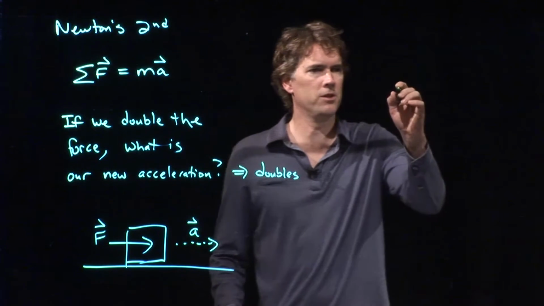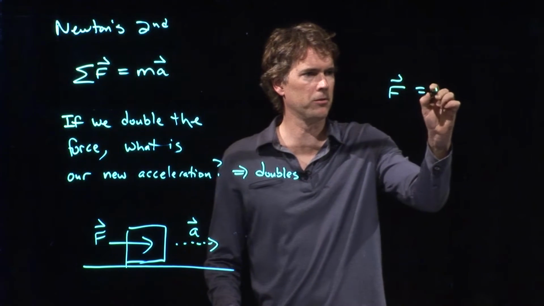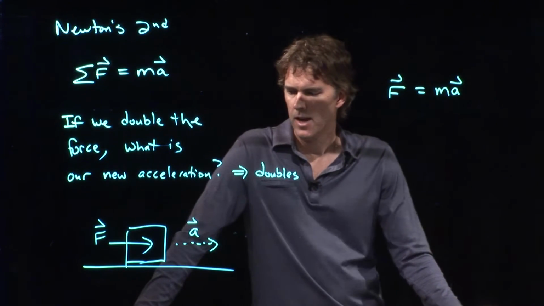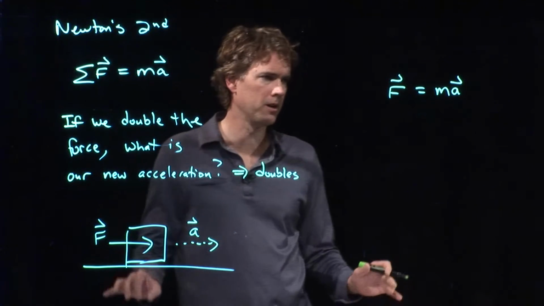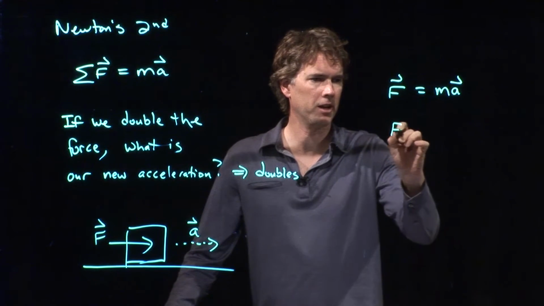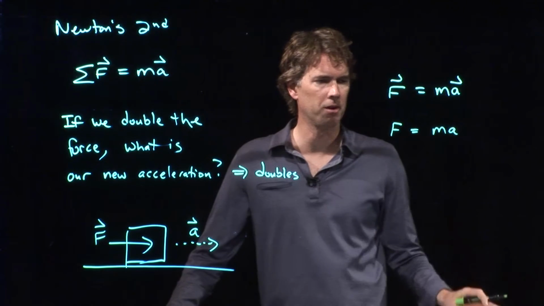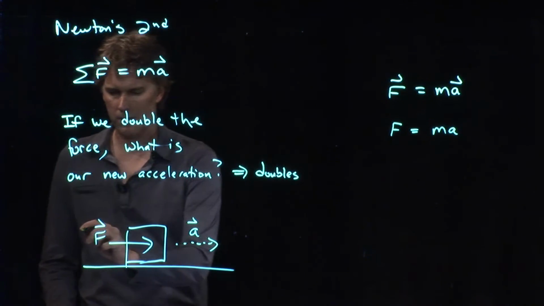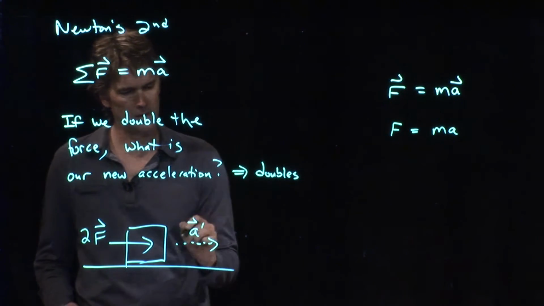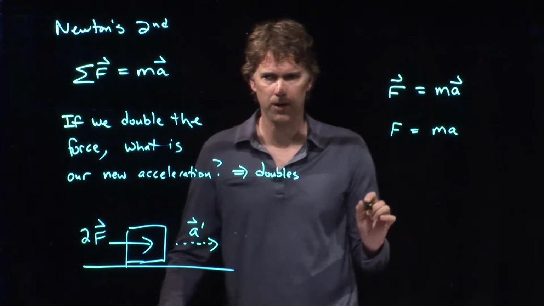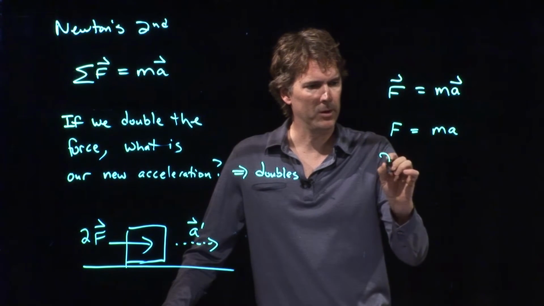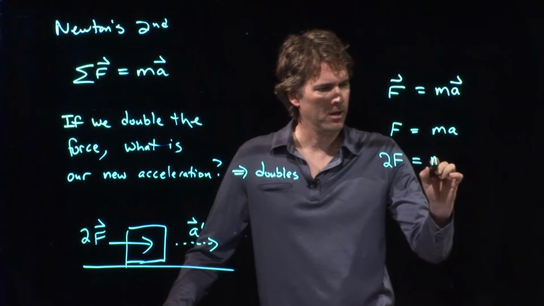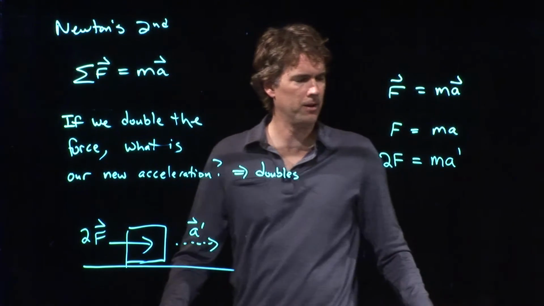Well, we just have one force, so our summation just becomes that, F equals ma. And we're only worried about one dimension here, so let's just forget the vector signs for a second. F equals ma. Now, if I repeat the experiment and I double the force, and I call that thing A prime, how do I rewrite this equation? Well, I double the force. So 2F equals m times A prime.